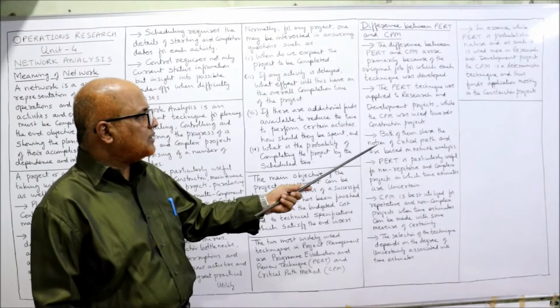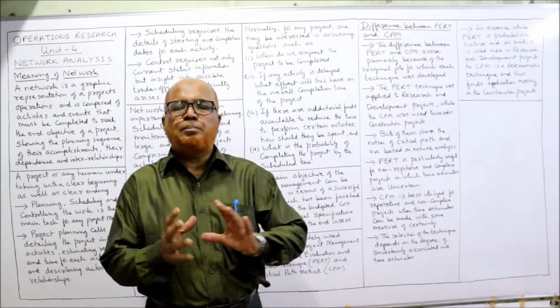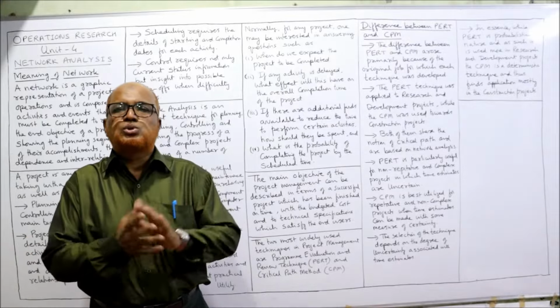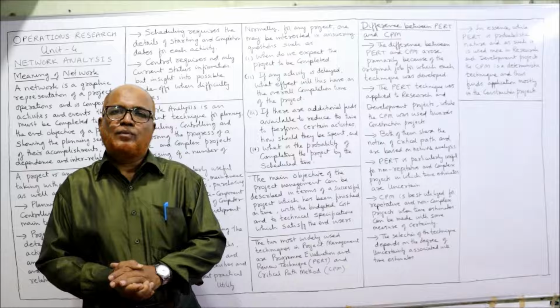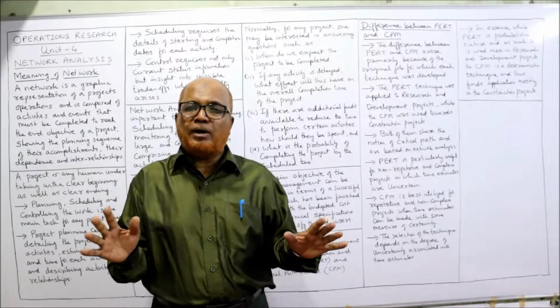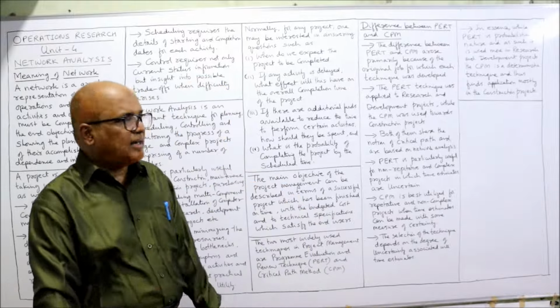Next one, both of them share the notion of critical path and are based on network analysis. Both CPM and PERT are network analysis only, and both will use the critical path. What is critical path? In the next video I am going to explain. For the time being, you remember, both PERT and CPM will use critical path and network analysis.